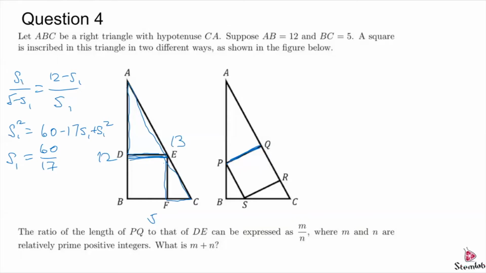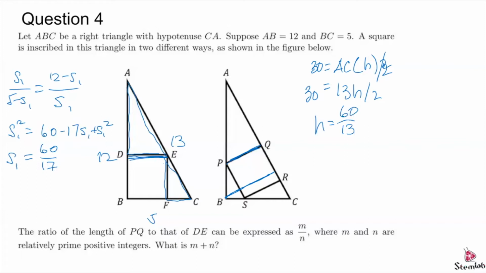On the second one, and maybe it's a little trickier here, we will try to find this height. We know that the area of the triangle is 30. So AC times that height over 2 will give us that height. AC is 13, not times 2, but over 2. So 30 is equal to 13h over 2, or h is equal to 60 over 13. So that's this h here.